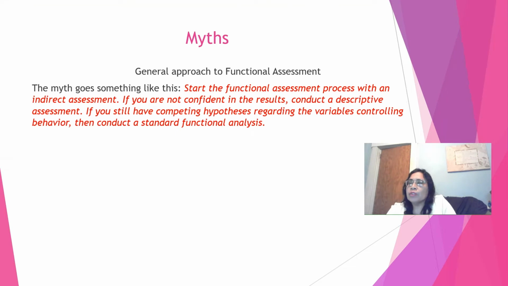The most common approach to start an FBA is to start with indirect assessment. If the result is uncertain, then conduct a descriptive assessment. If there are competing hypotheses regarding variables controlling the behavior, then a standard functional analysis is utilized.